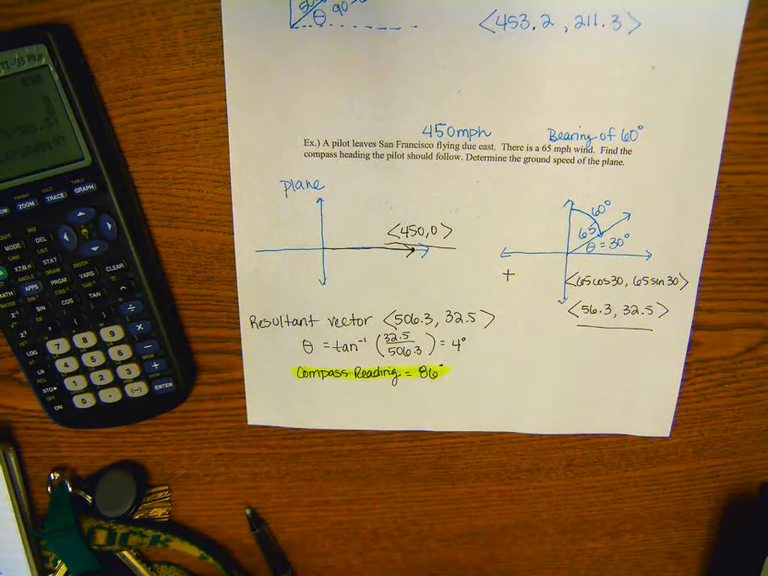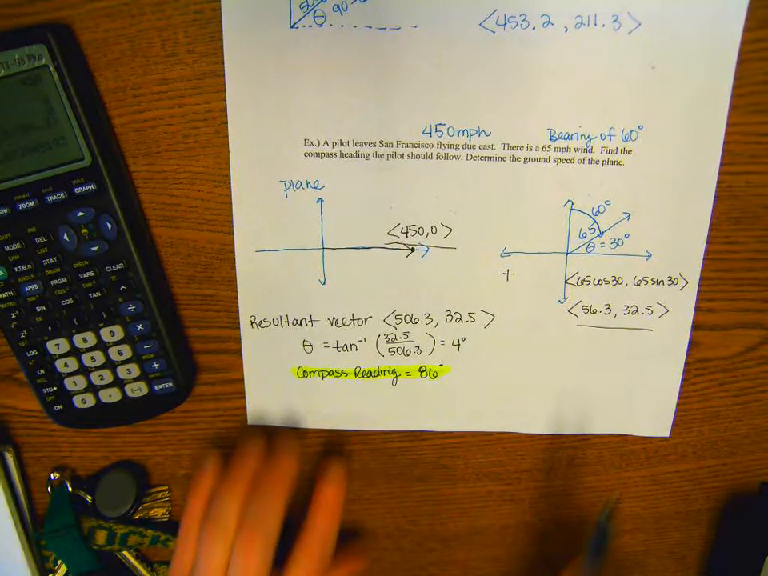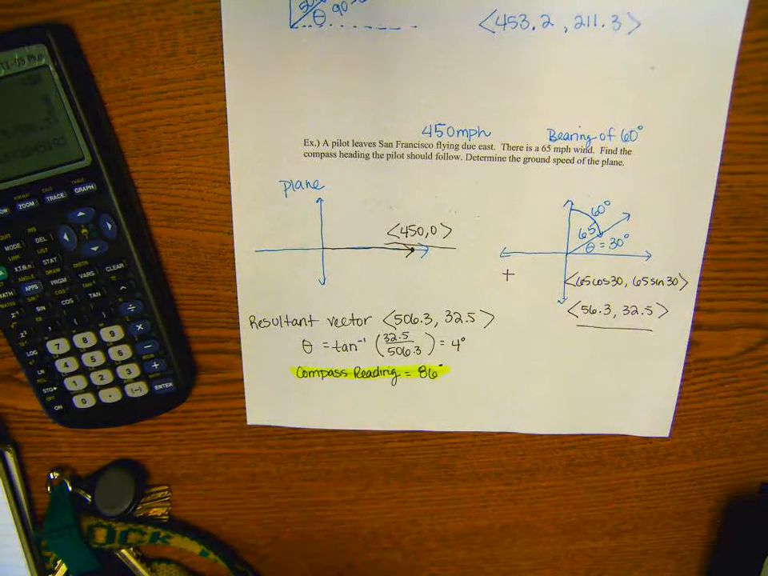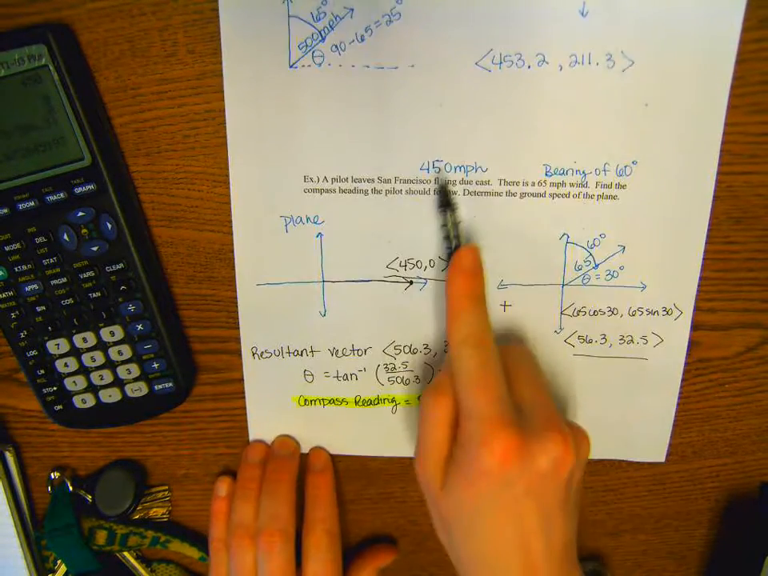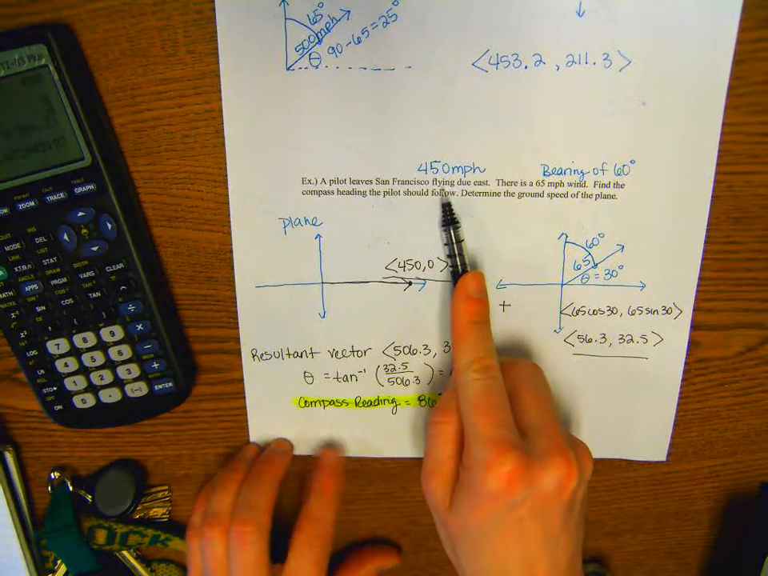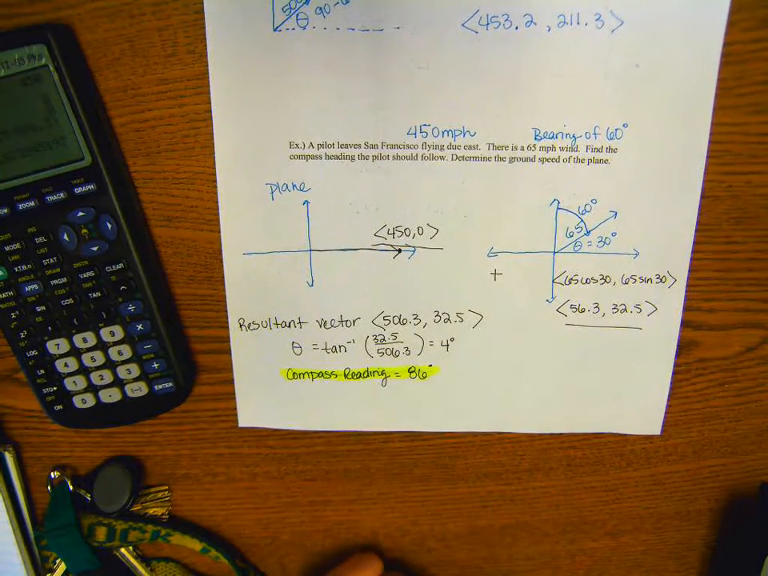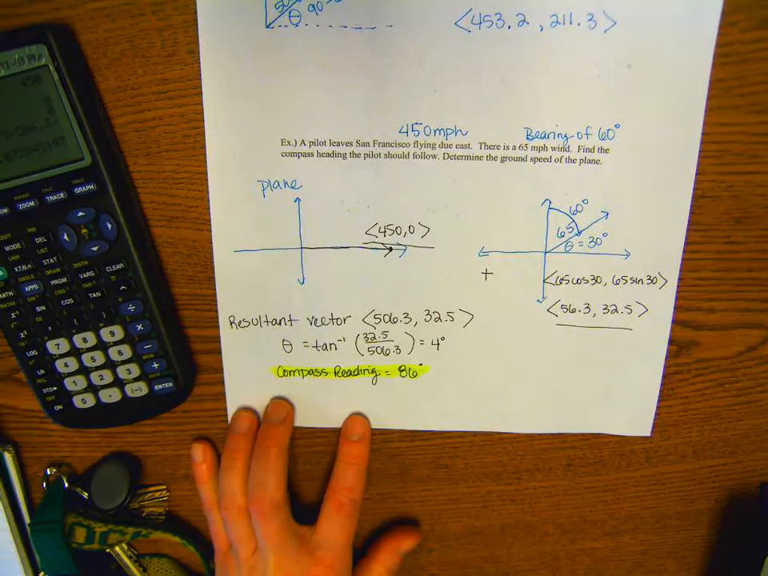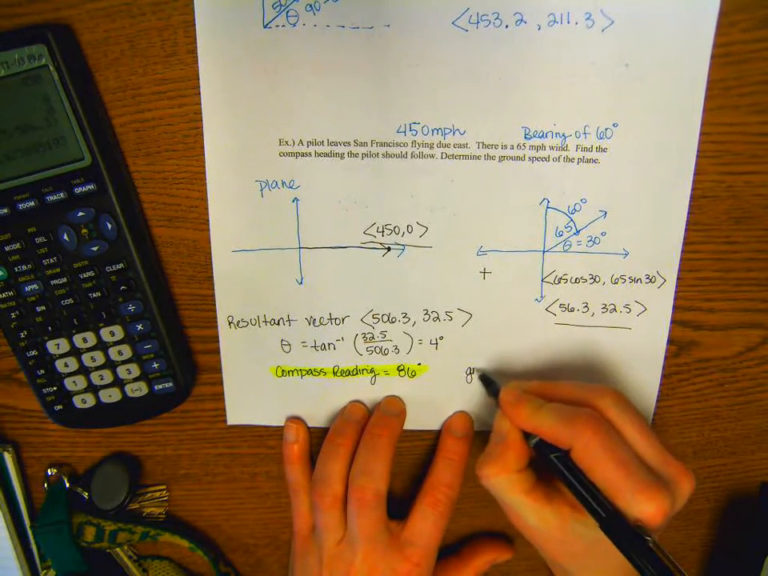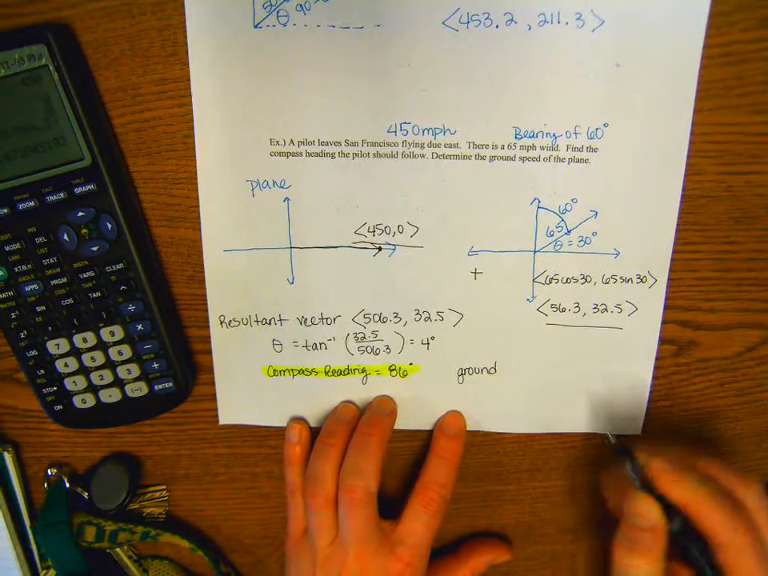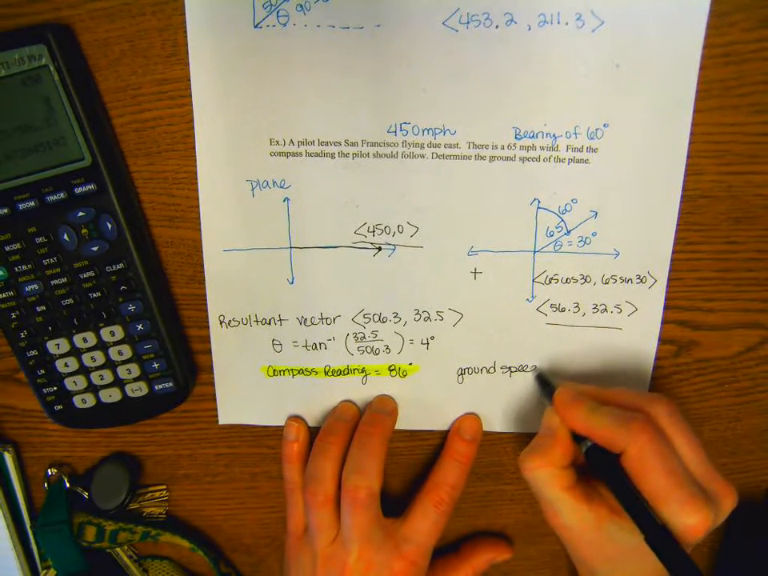Now my guess is that this wind, because it's not going straight into the wind or anything, is not going to affect the speed of the plane that much. I don't think it's going to be very far off from 450. But if I wanted to find the ground speed of the plane, that would be the miles per hour of the plane. What do you think I would do? Find its magnitude. So let's see how far or how much that wind really changed that vector.